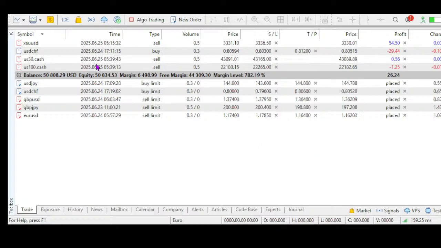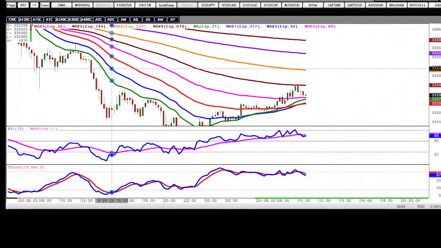We have gold, we shorted at 31.1. Then the dollar Swiss, we are long. We need to check on this. Then followed by the Dow Jones and Nasdaq selling. Okay, and also from today onwards, we will be holding some trades until the end of the day.